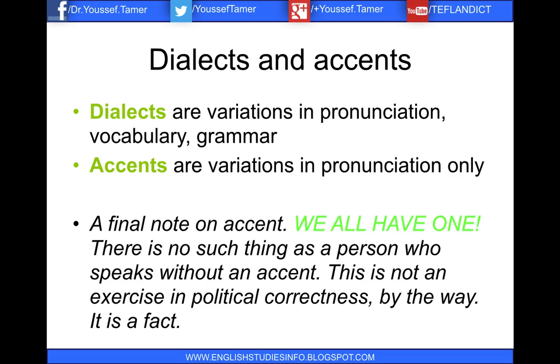As a final note related to accent, we all have one. There is no such thing as a person who speaks without an accent. Everyone has got an accent. This is not an exercise in political correctness, by the way. It is a fact. You can have some global accent related to region, like Fes, Marrakesh, etc. But still, in individual terms, each one among us has got his own kind of accent.